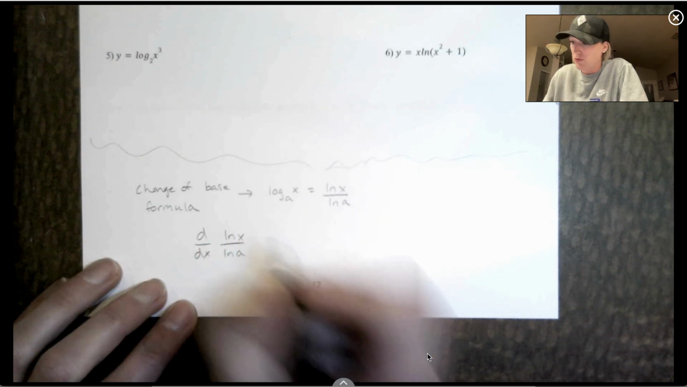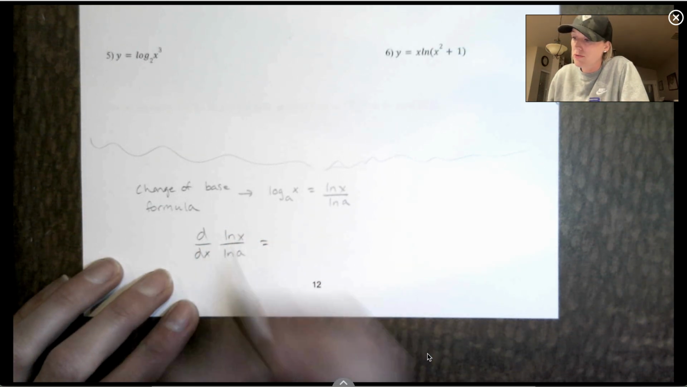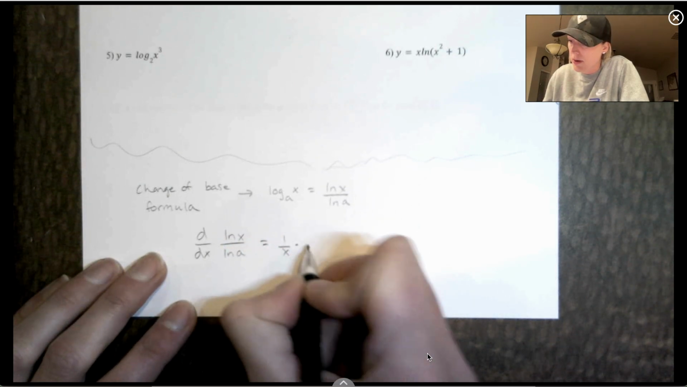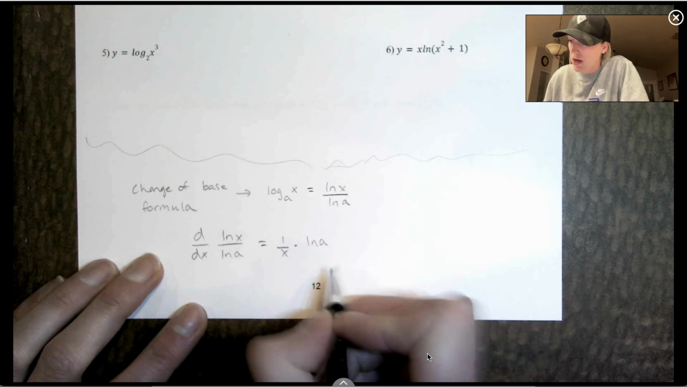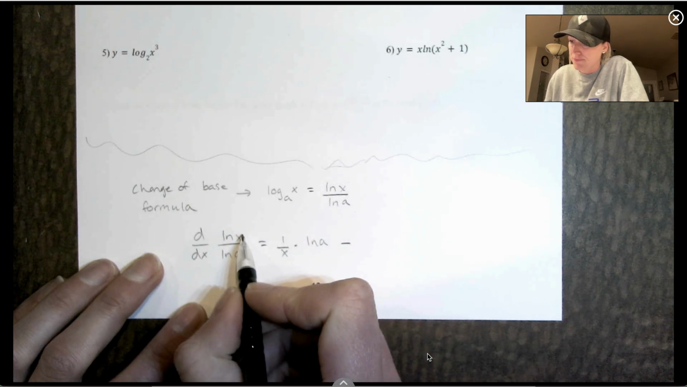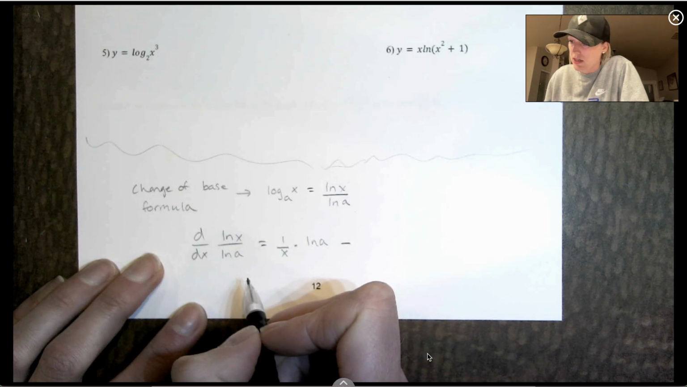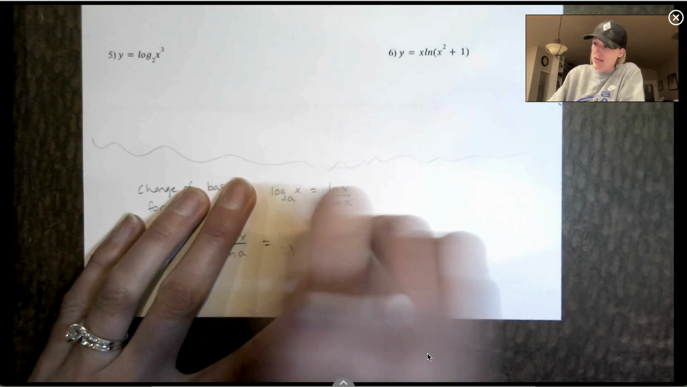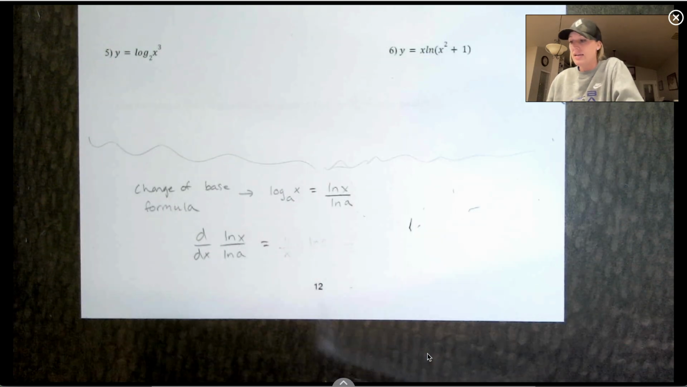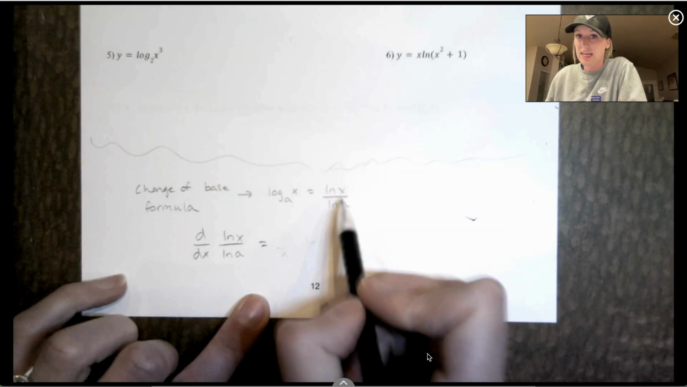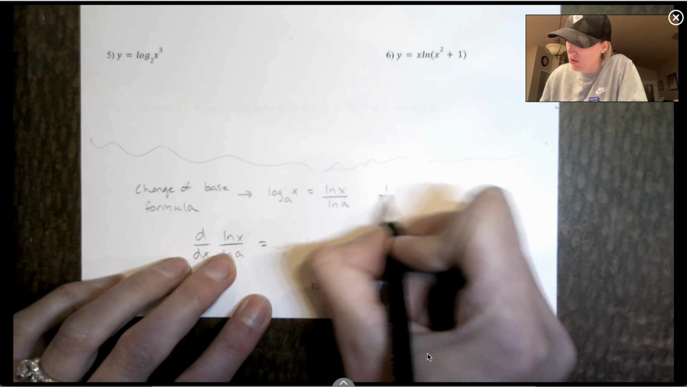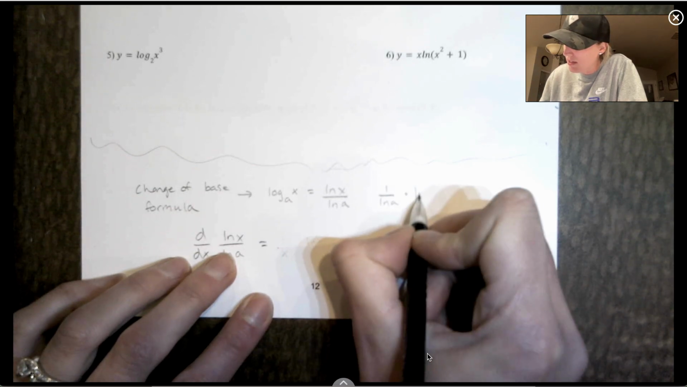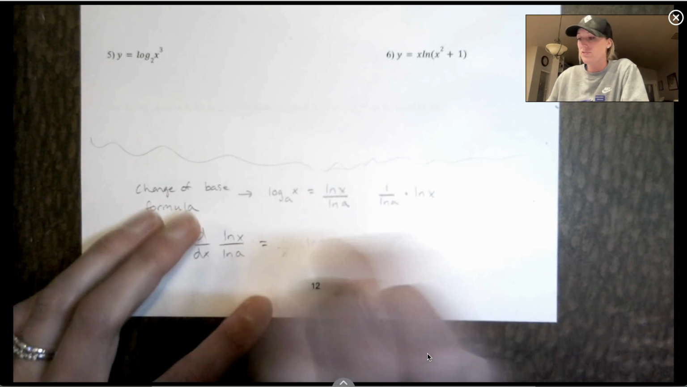Okay, so I'm going to use the quotient rule. So the derivative of the numerator is 1 over x times the denominator as is, minus... what am I doing here, you guys? I'm making this even more complicated than I need to. Natural log of a is actually just a constant, so I'm going to pull that out. I'll treat it as 1 over natural log of a times natural log of x. Then I don't have to use the quotient rule.